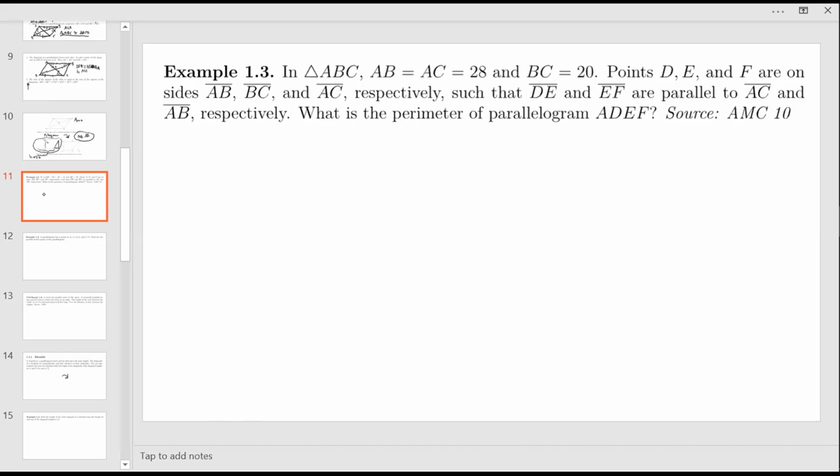So first let's draw a diagram. It looks like we have an isosceles triangle because two of the lengths are the same. So let's call this A, B, C. BC is 20, AB is 28, AC is 28. And then points D, E, and F are on these sides such that DE and EF are parallel to AC and AB.